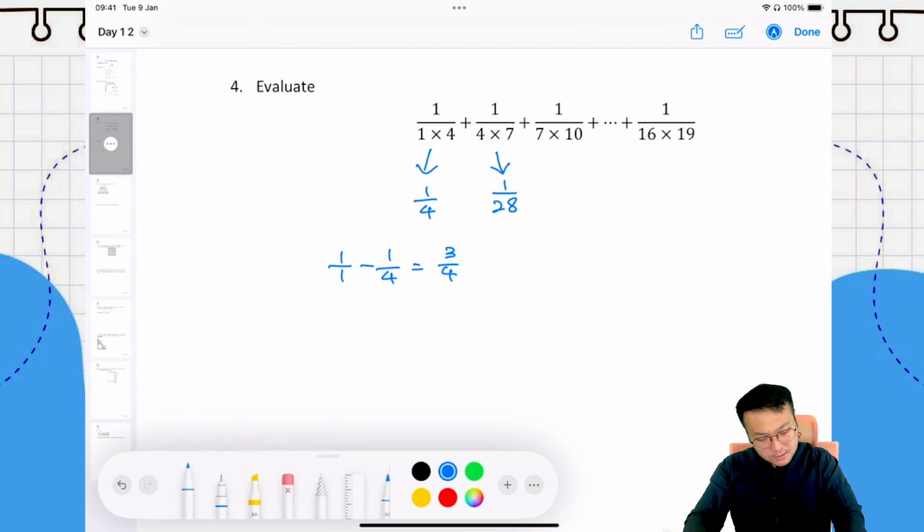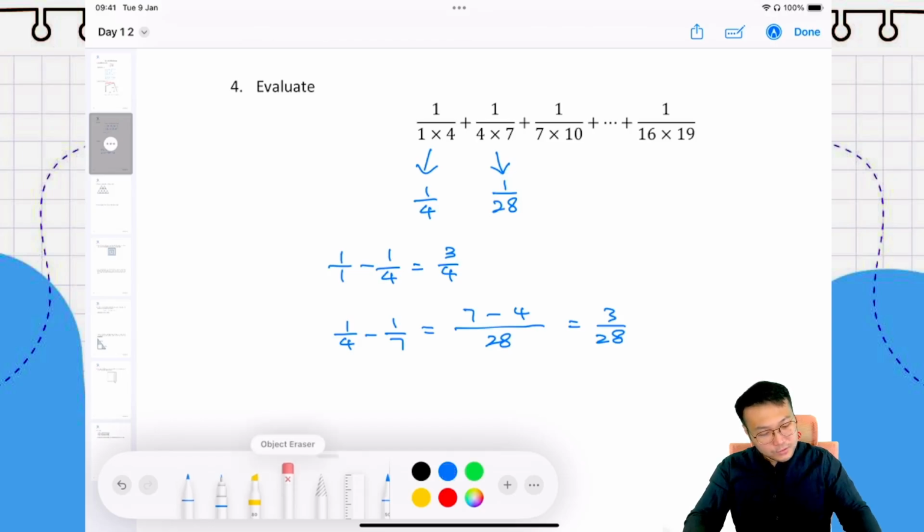What about this? 1 over 4 times 7. Can I rewrite it as 1 over 4 minus 1 over 7? If I do this, then I'll get 3 over 28. But the correct answer is supposed to be 1 over 28. So students, what must I do to make it 1 over 28? I must remember to divide by 3 or times 1/3. Students, if I times 1/3, do you notice now I will get the correct answer?